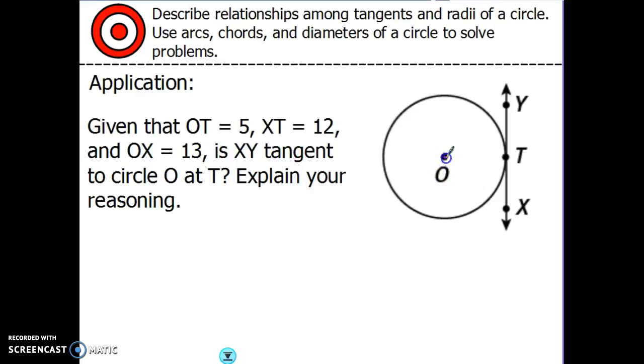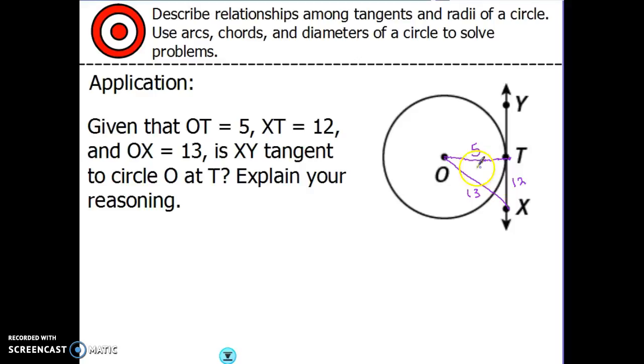Okay, so let me draw an OT here. Oops, that didn't look good. Let's try that one again. All right, so OT is 5. That's going to go right there. And then we've got XT. That's actually this one right here. This is 12. And then OX is this line right here, and that's going to be 13.